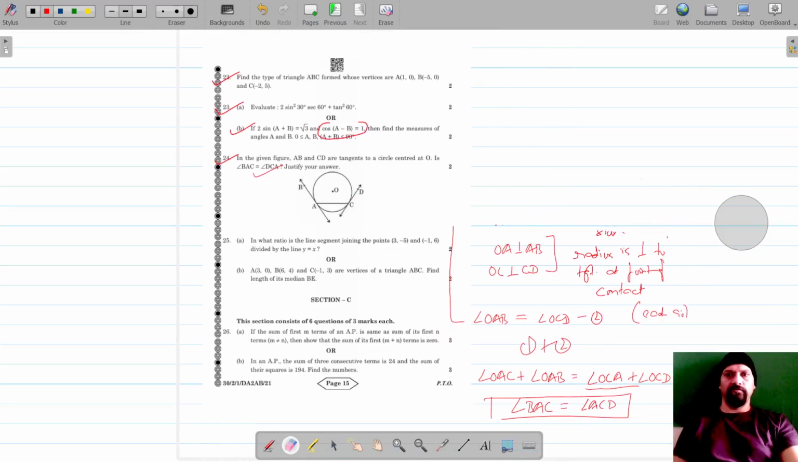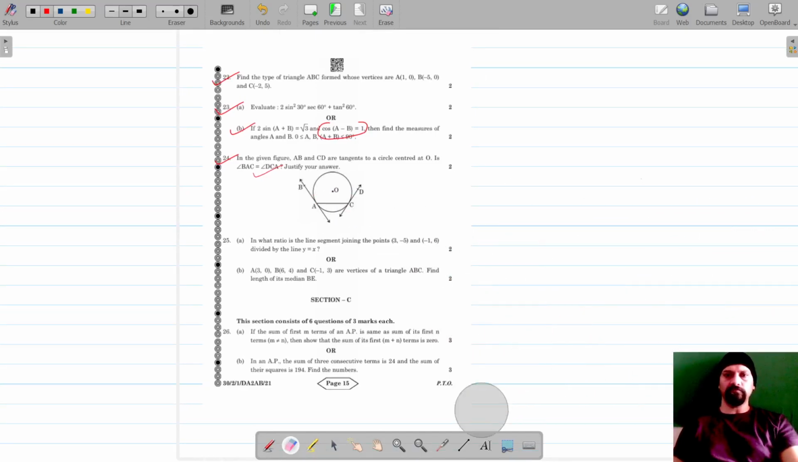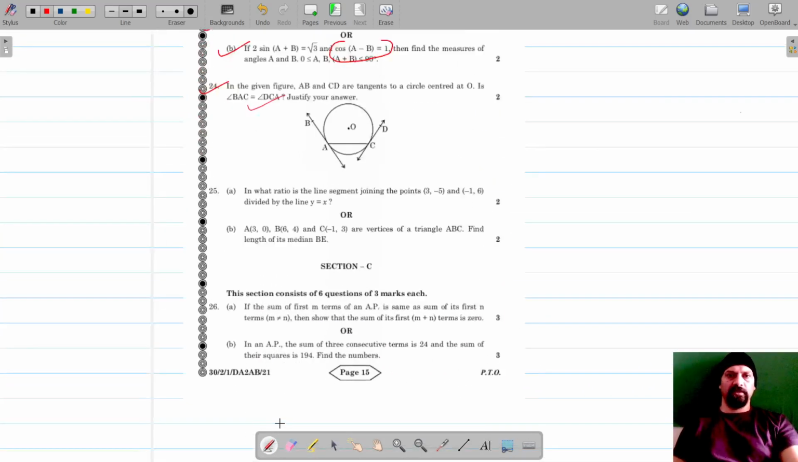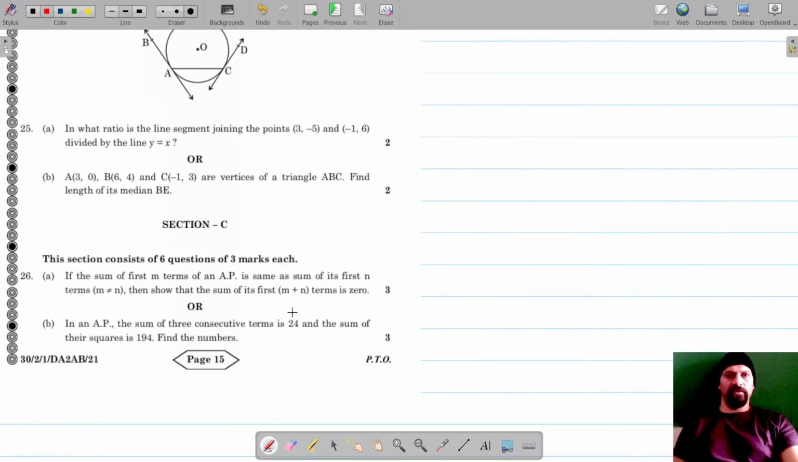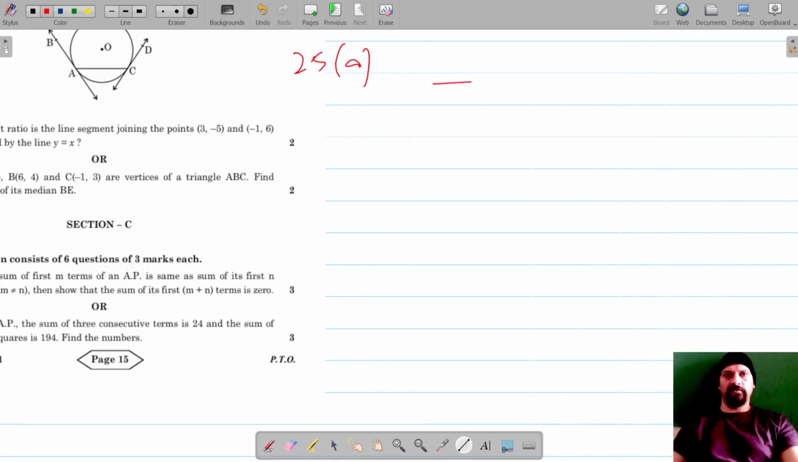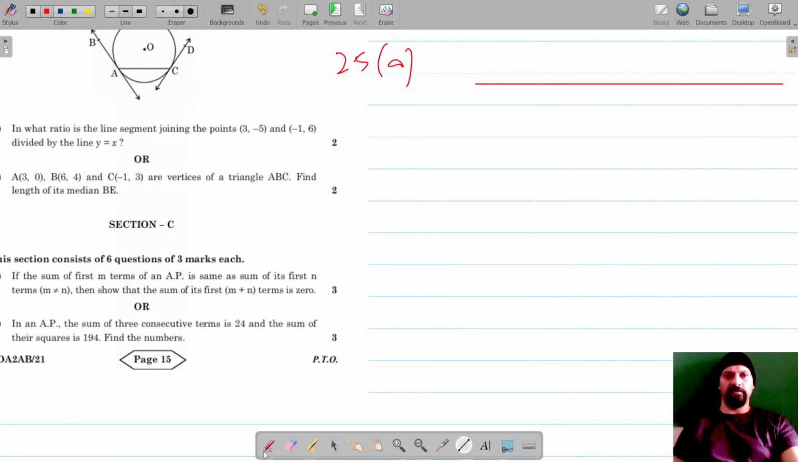For question number 25, we have to find the ratio in which the line segment joining the points. So this is question number 25, part A. We have to find the ratio in which the line segment joining the points 3 comma minus 5 and minus 1 comma 6 is divided by the line y is equal to x.